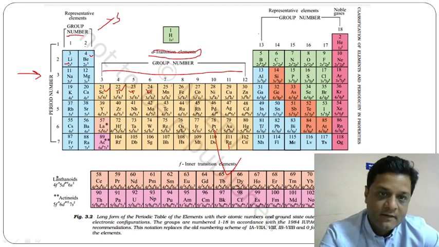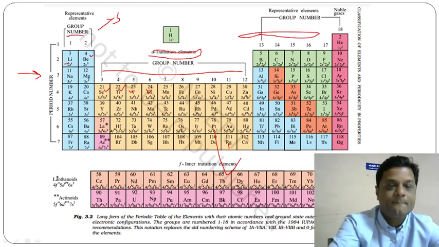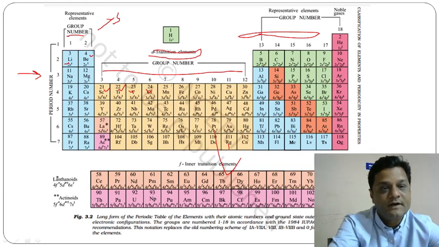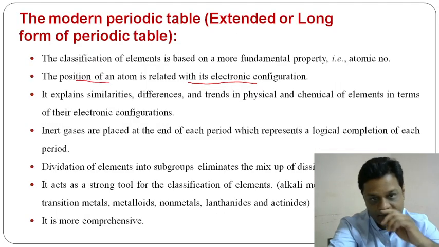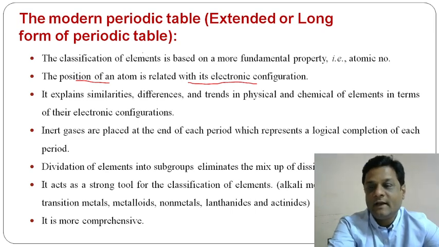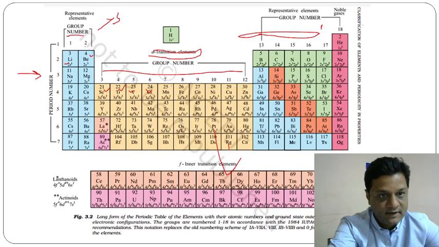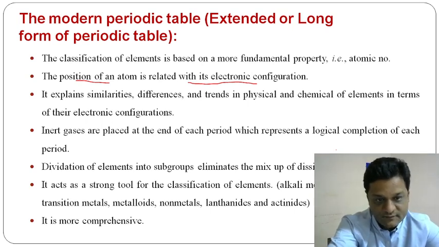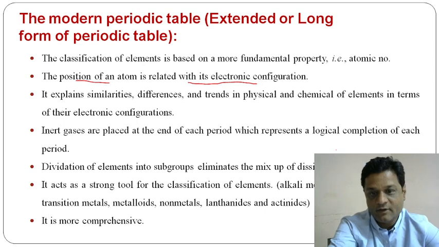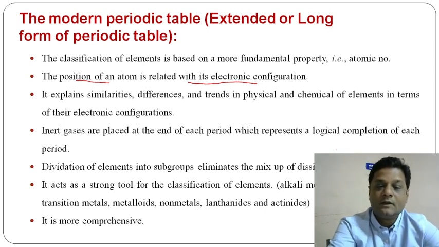Again, where the unpaired electron is present in the p orbital, the elements are placed in groups 13 to 18. These are called p block elements. That is how the different elements were placed. Inert gases are placed at the end of the period. We can see all the inert gases are placed at the end of the period. The modern periodic table is considered a strong, modern tool for the elements.